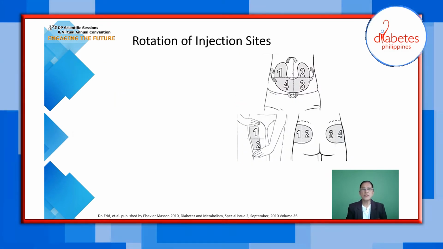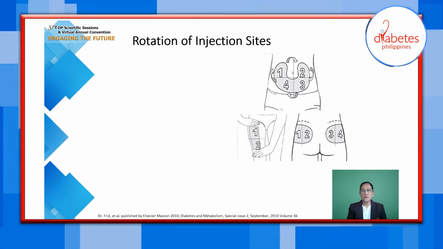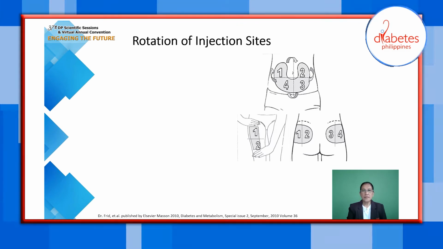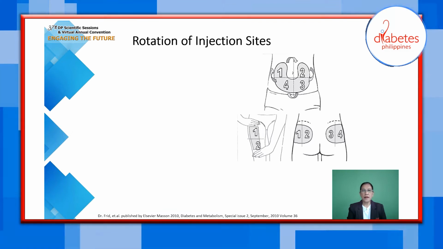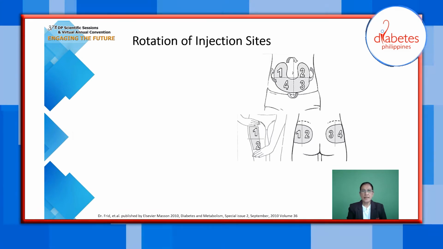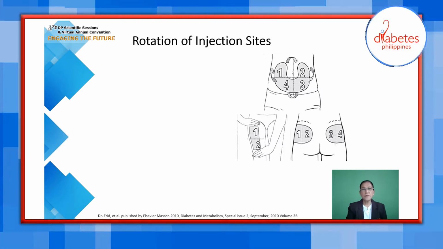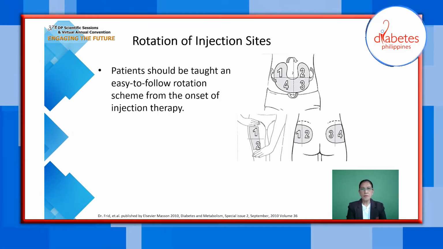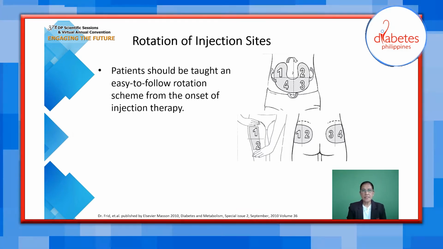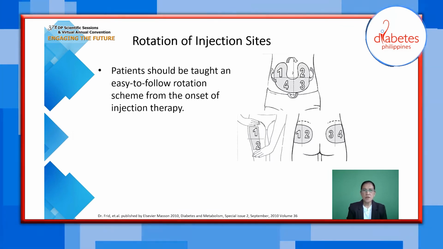So, rotation of injection site. It is already recommended that you rotate. So in the abdomen, you have 4 quadrants. Use one quadrant first, and then the second quadrant, third, and then fourth. What do we mean by that? In the first quadrant, the sites should be measured 1 centimeter away from each other.